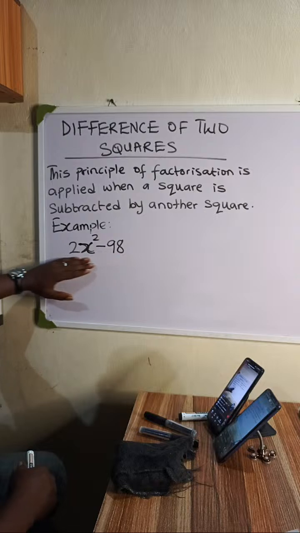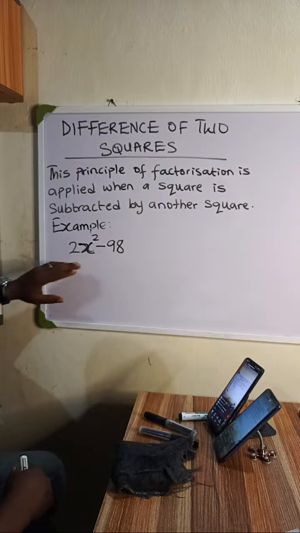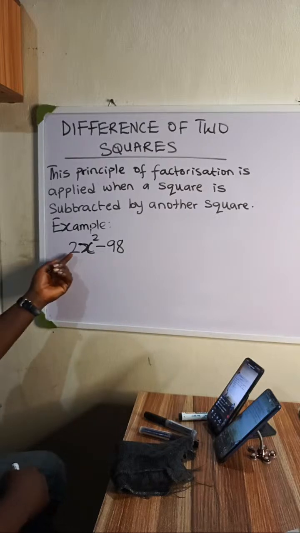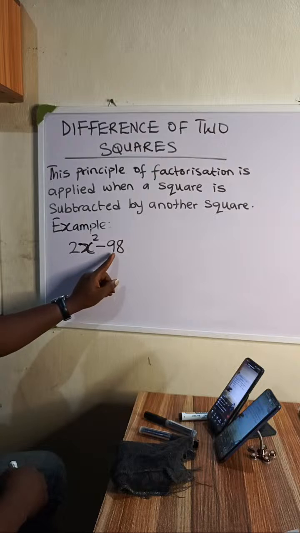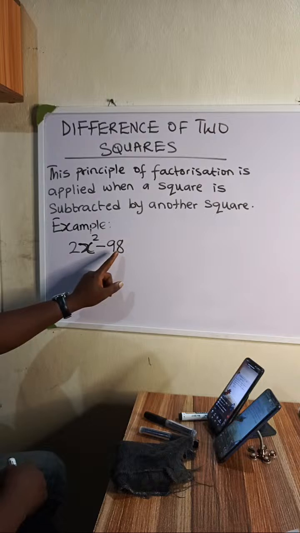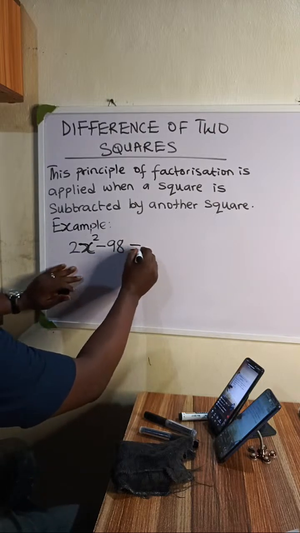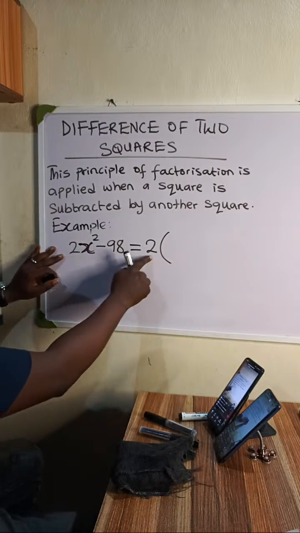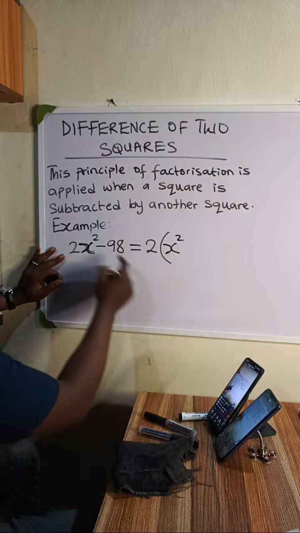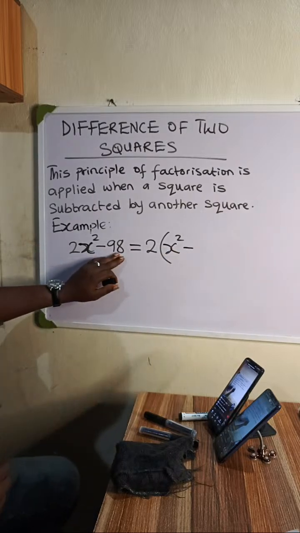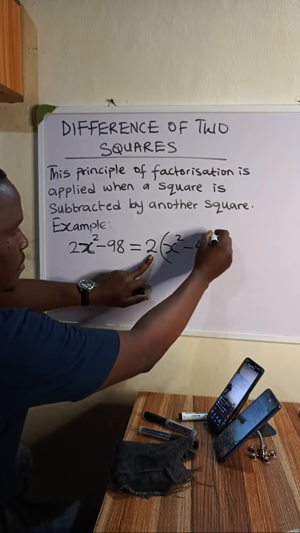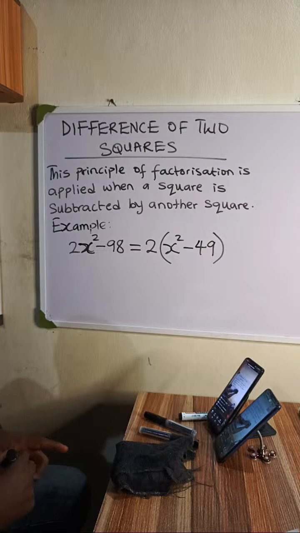But here we can factorize this. Remember, we're looking at factorization. Looking here, 2 is common between 2x squared and 98. So we can have it as 2 parentheses: 2x squared divided by 2 gives us x squared, minus 98 divided by 2, which gives us 49. So we have factorized this.